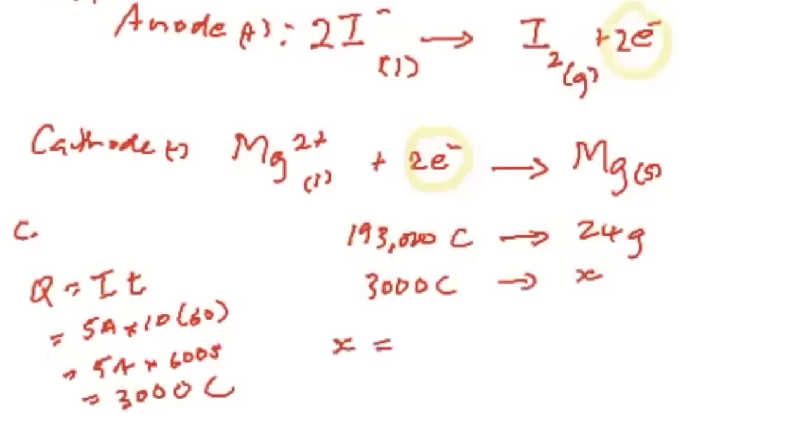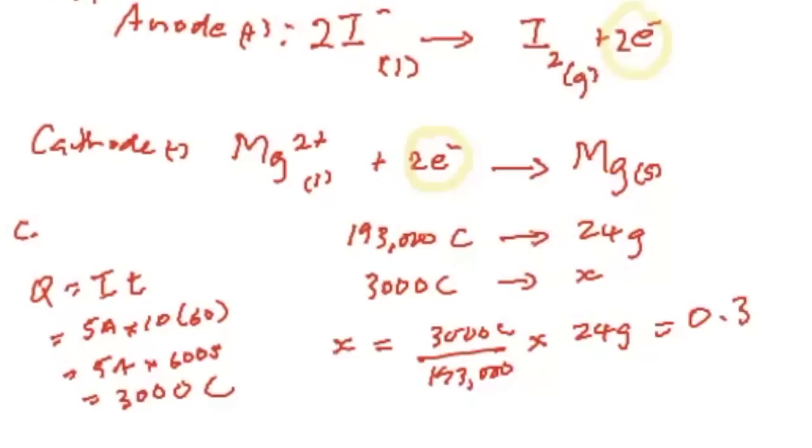So when 3,000 coulombs flow, we want the mass that is produced. So that would be equal to 3,000 coulombs over 193,000 coulombs, that times 24 grams, to give us the mass of magnesium that will be liberated. So when we do that, we should end up with, what's your answer? We should end up with 0.37 grams of magnesium. And just like that, 15 more marks.